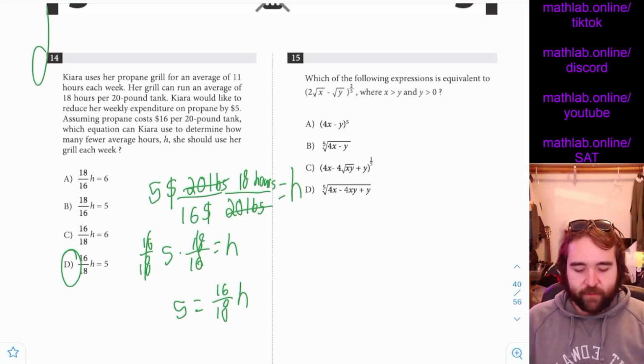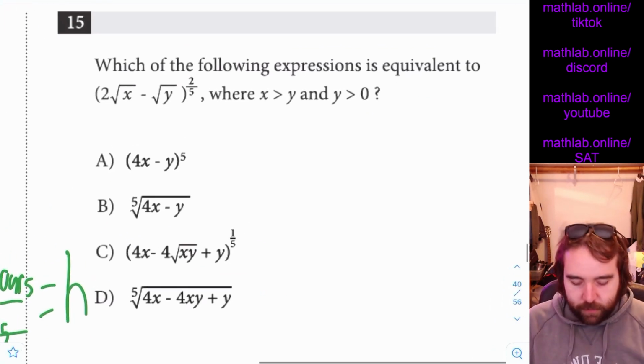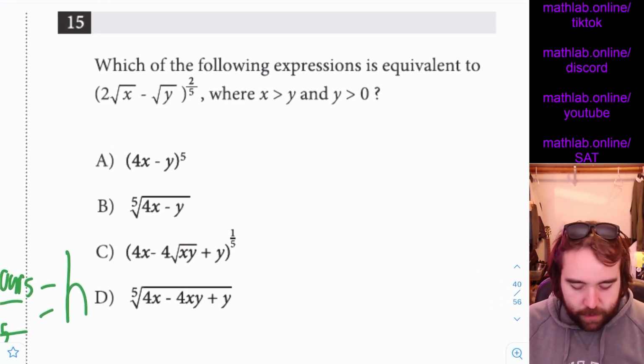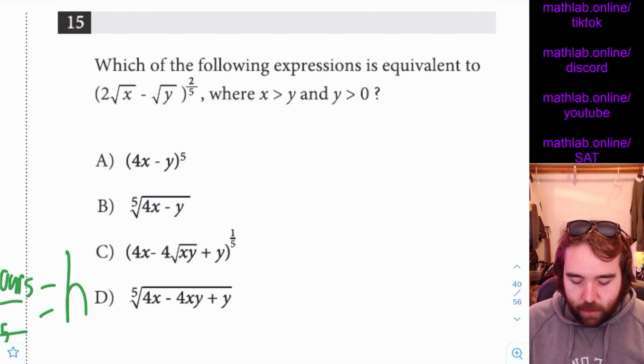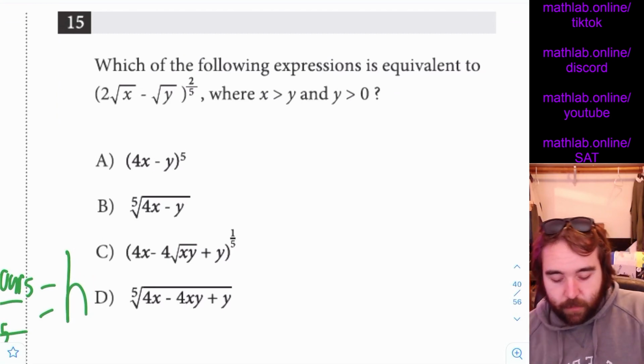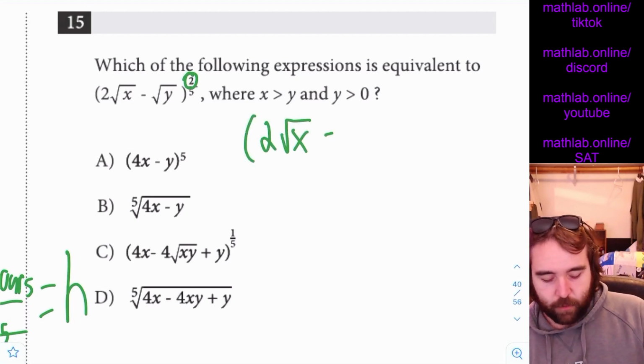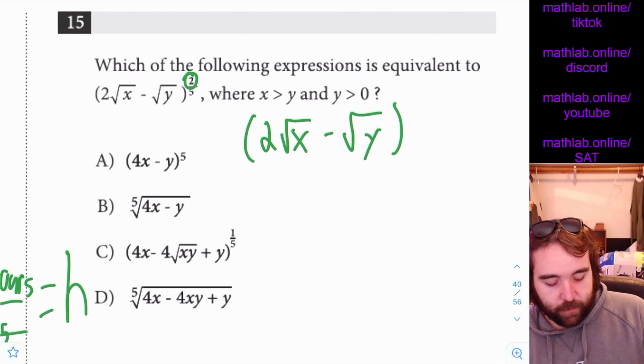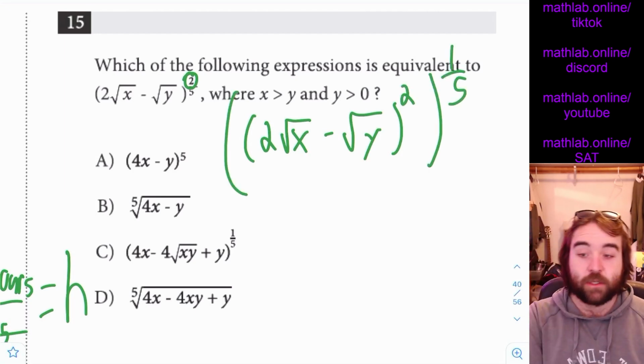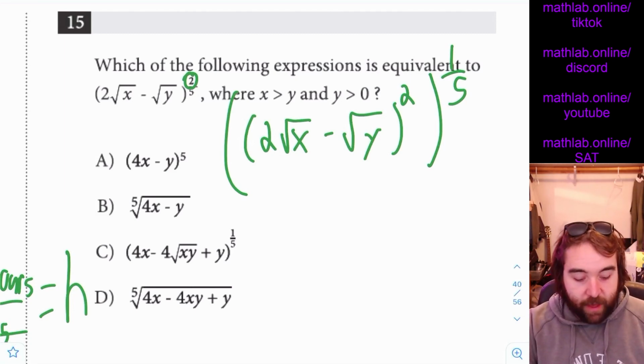Next, we got one of their favorites. They always throw in one with roots and fractional exponents. 2 over 5. Wow. It looks like we got this. Remember that we could separate this if we wanted to, which it looks like is probably what they're doing here, to the squared, all of that to the 1/5. So now we can just square that thing. If we square that thing, what does that end up as?